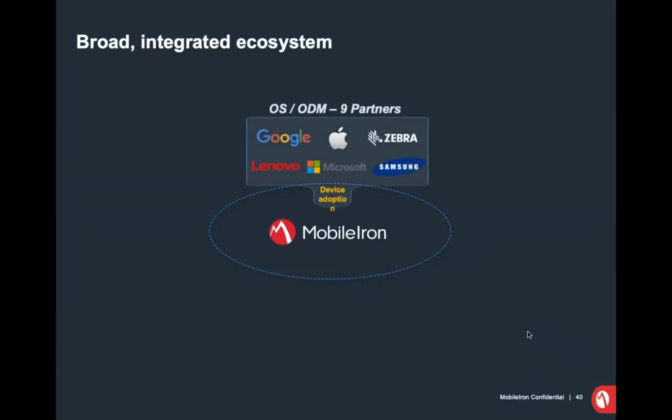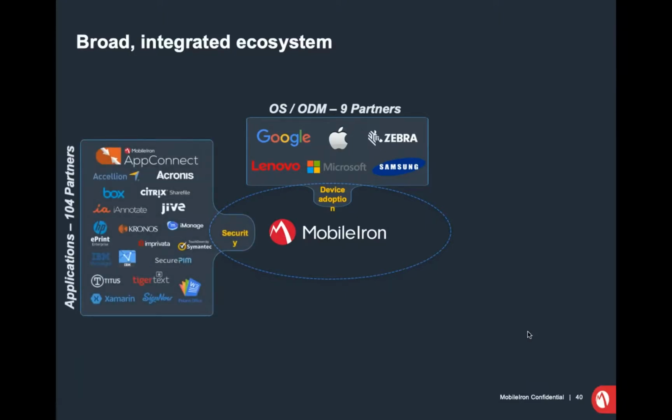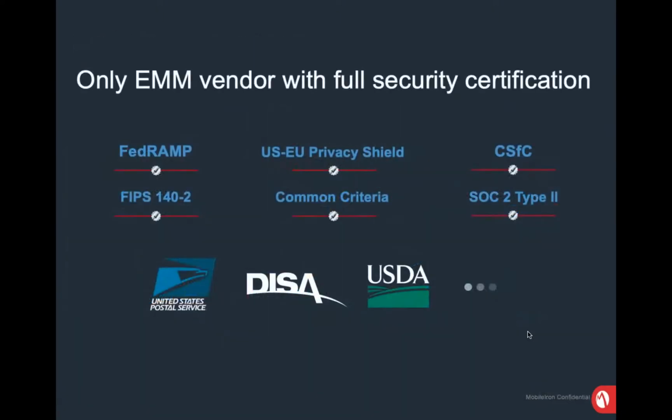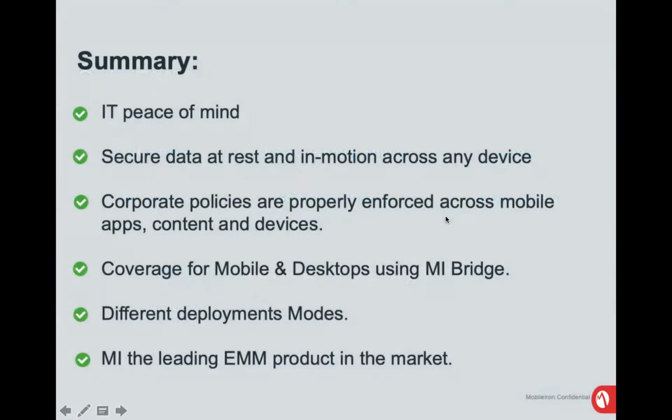So MobileIron has a very huge ecosystem of partners. It is integrable with Google, Apple, and you can see a couple of other partners over here. For MobileIron AppConnect, you have Accellion, Acronis, etc. And then it has a couple of other integrations for ServiceConnect as well, right? Such as Blue Coat, Splunk, etc. So it's an EMM vendor with full security certifications such as FedRAMP, FIPS 140-2, and a couple of other important certifications as well, making it highly reliable, right?